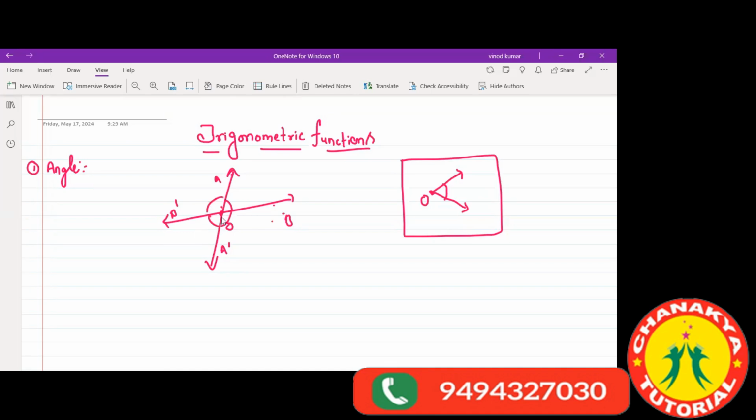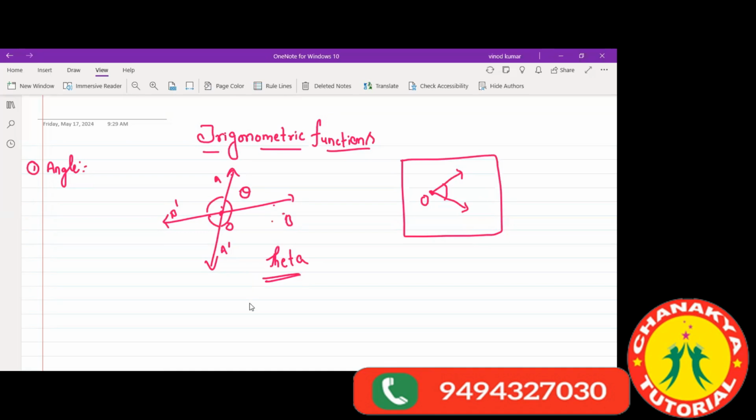When two lines intersect at a point, an angle is made at that point. The angle is indicated with theta. This is nothing but theta. We can read it as theta.